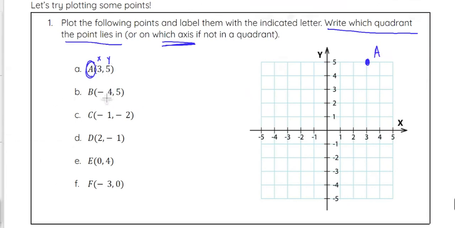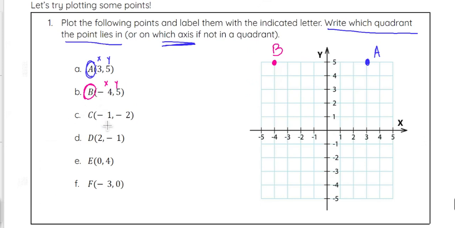Now let's do point B, (-4, 5). Again, we have our x and our y. From your origin at the center, we're going to go 1, 2, 3, 4 to the left. So we're hovering right here over the -4. And then we move up 5, put a point, and call that point B. Again, that tells us right here which letter to label it.